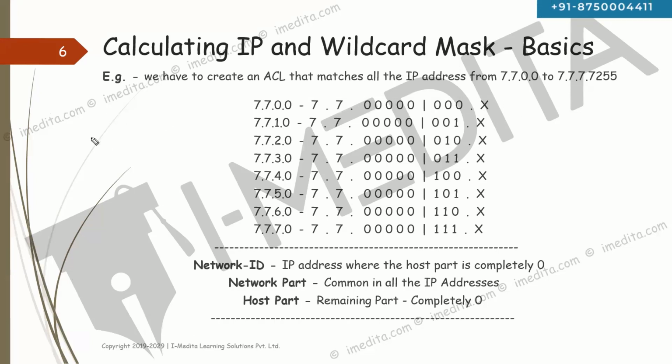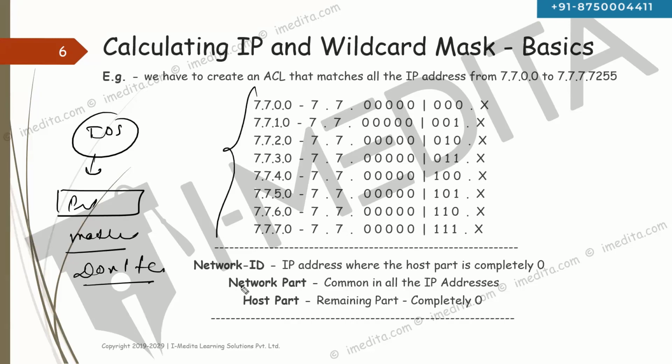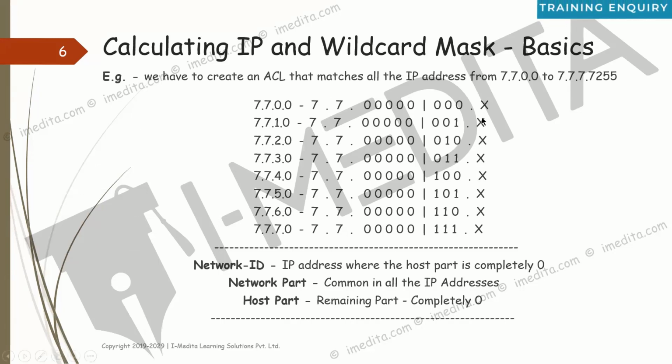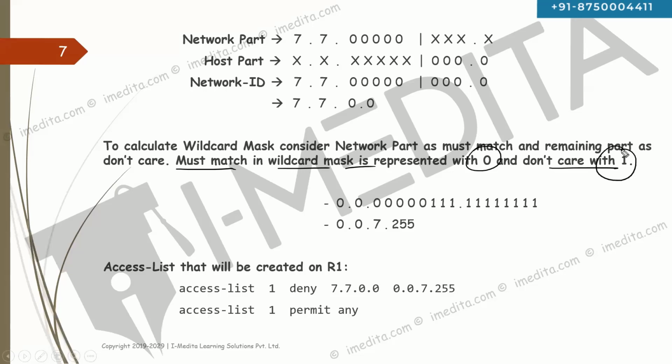So I need to tell the iOS what part of that prefix must match, and what part of the prefix I do not care. As we can see, in this given range, this part must match and this part is don't care. So you have to write down the wildcard mask. To calculate the wildcard mask, consider the network part as the must match and the remaining part as the don't care. Must match is represented in the wildcard mask by 0, and do not care is 1.